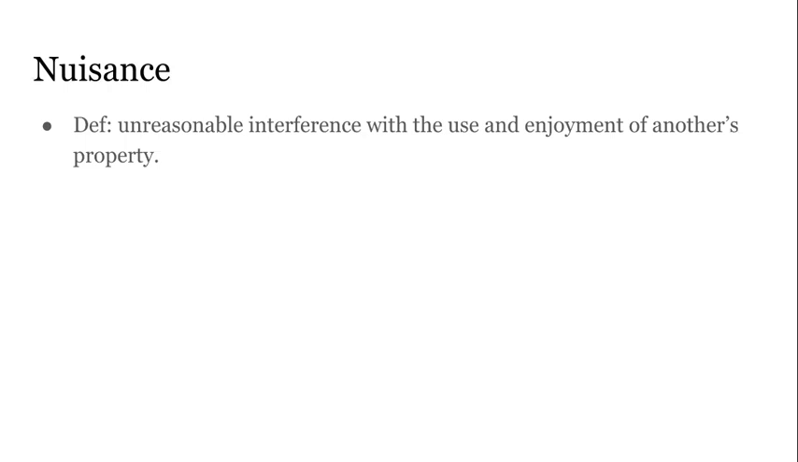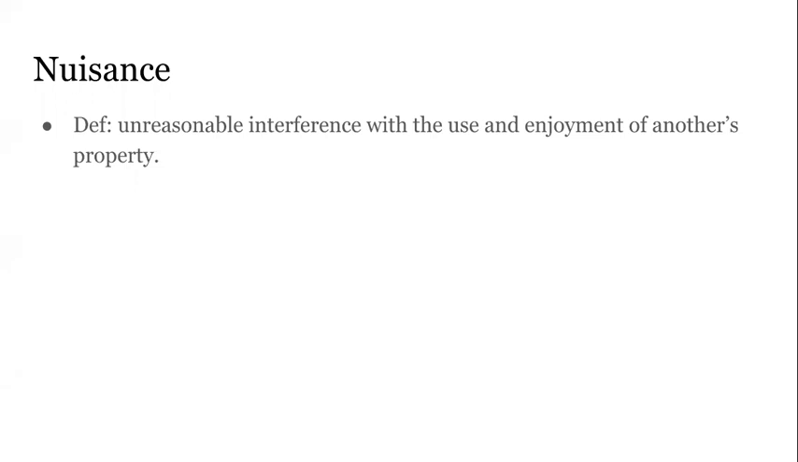So let's look at two private remedies or private pollution control mechanisms. One of them, under common law tradition, is nuisance. The definition of a nuisance is, generally speaking, an unreasonable interference with the use and enjoyment of another's property. Usually nuisance is land-based.